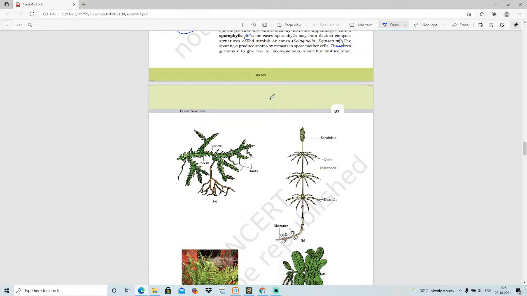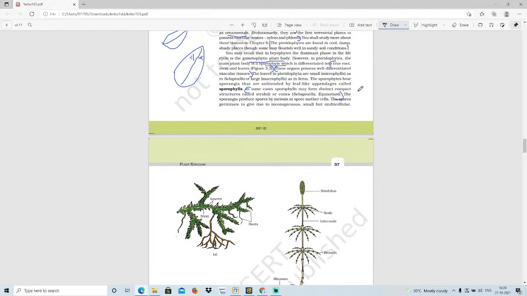In some cases, sporophylls may form distinct compact structures called strobili or cones. In the case of Selaginella or Equisetum, see, this is a cone-shaped structure that is formed in the sporophyll. Instead of forming sporangia, the sporophyll forms strobili in some cases.